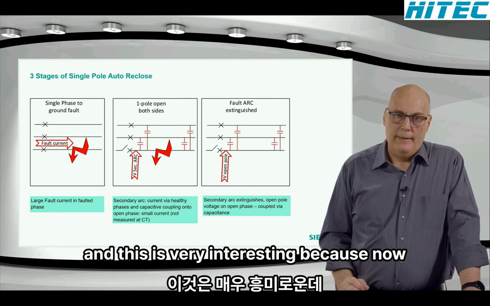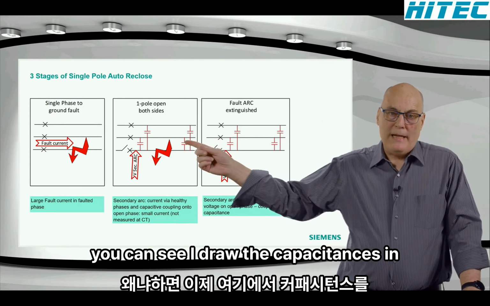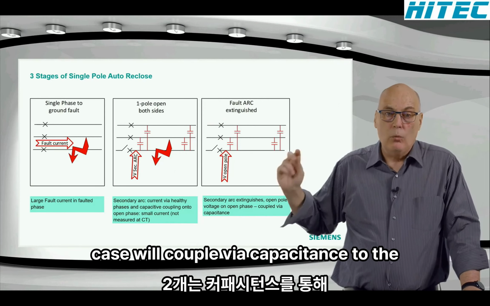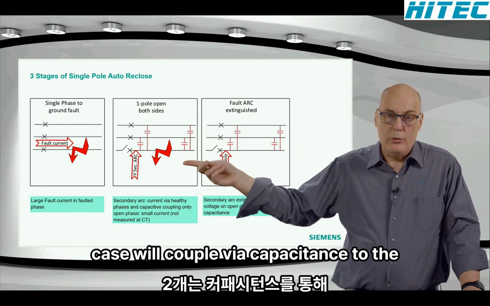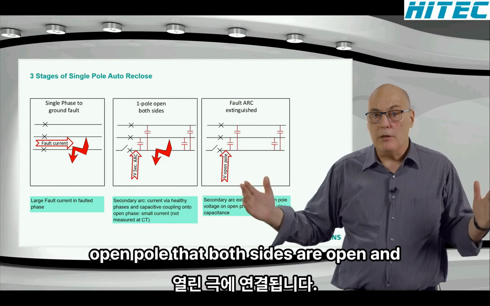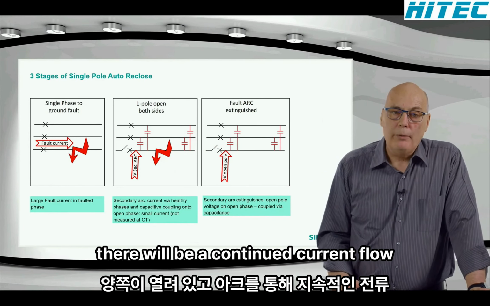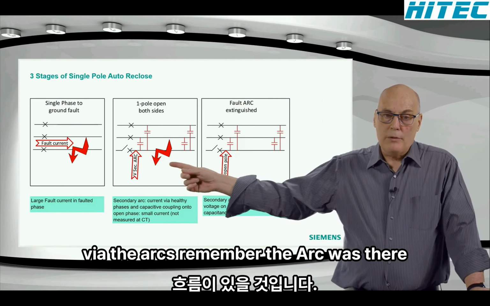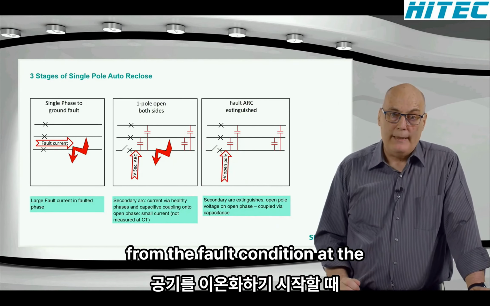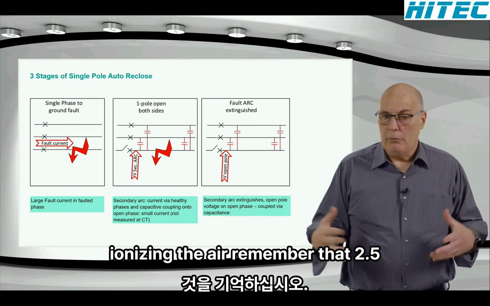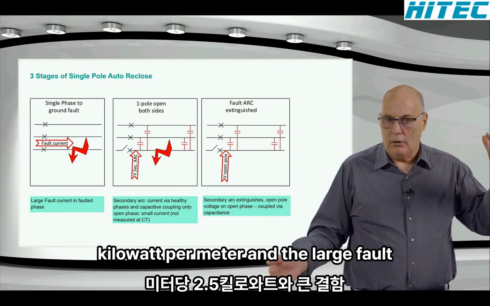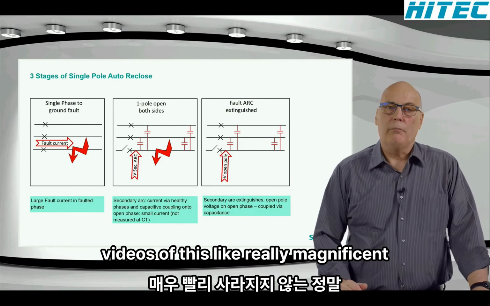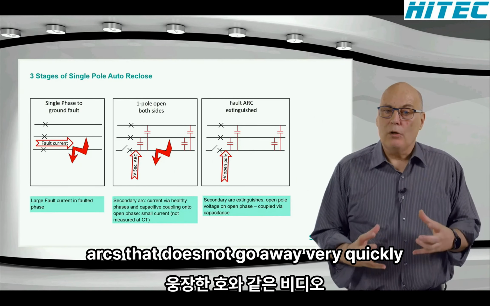And this is very interesting because now you can see I drew the capacitances in here. The healthy phases, the top 2 in this case, will couple via capacitance to the open pole, where both sides are open. And there will be a continued current flow via the arc. Remember, the arc was there from the fault condition at the beginning, ionizing the air. Remember that 2.5 kilovolt per meter and a large fault current. You've seen some videos of this, really magnificent arcs. That does not go away very quickly.